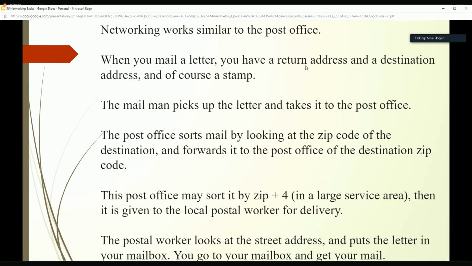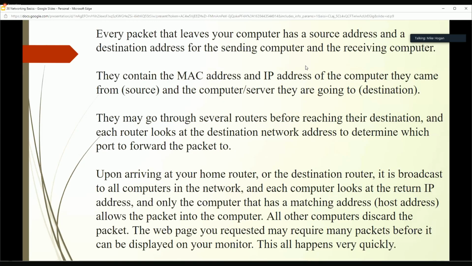This post office may sort it by zip plus 4, a large service area, then it is given to the local postal worker for delivery. The postal worker looks at the street address and puts the letter in your mailbox. You go to the mailbox and get your mail. And so we're all very familiar with that process, very similar to what's taking place with what we saw in the little video that we had a couple weeks ago.